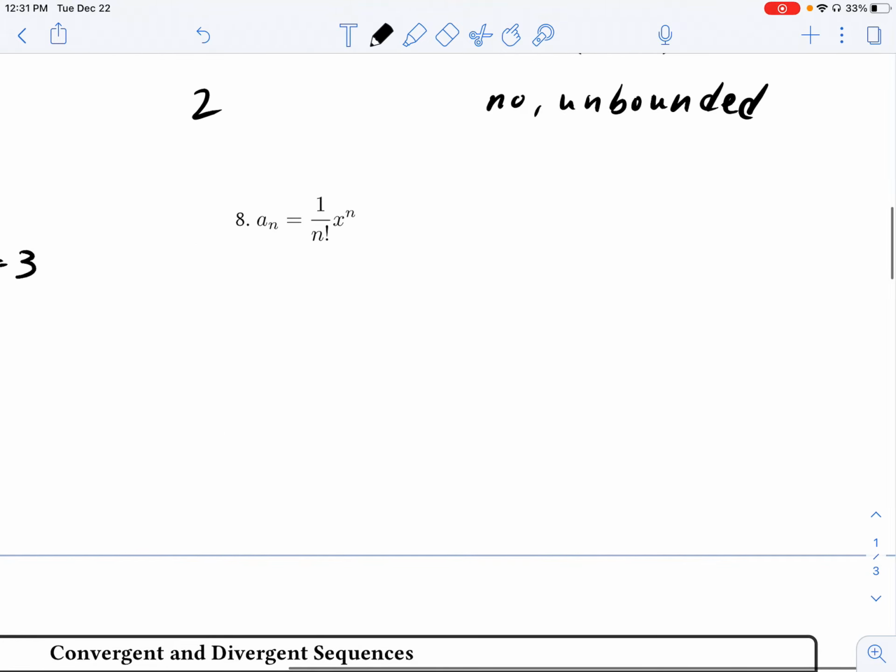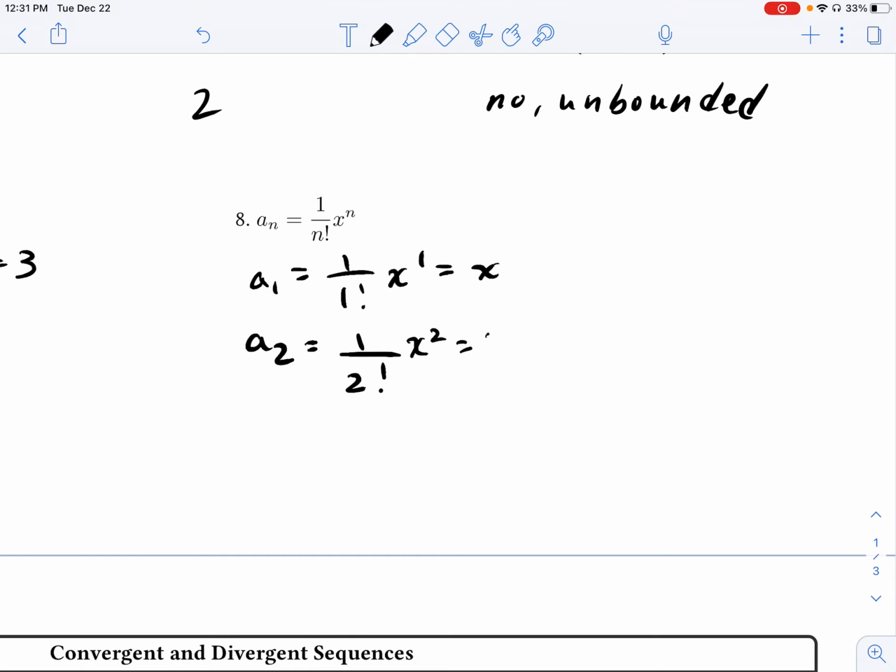And for this last one here, we're going to say a sub 1 is, we're just plugging in what we know. This is x to the 1, and so this is going to be x. A sub 2 is 1 over 2 factorial, because my n is now 2, x squared. So that's just x squared over 2. And then just for the sake of time, since you see where this is going, you should get the following.